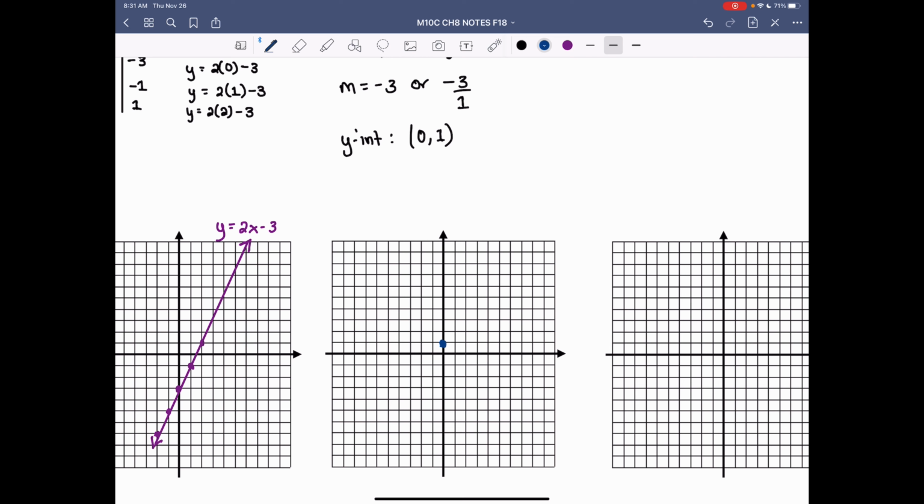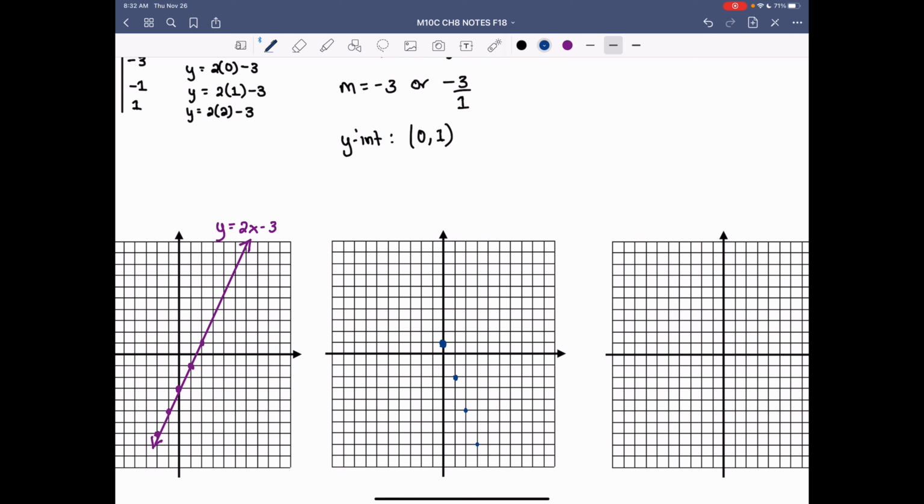So from our point, the y-intercept, count down 3 and right 1. Down 1, 2, 3, right 1, put a dot.